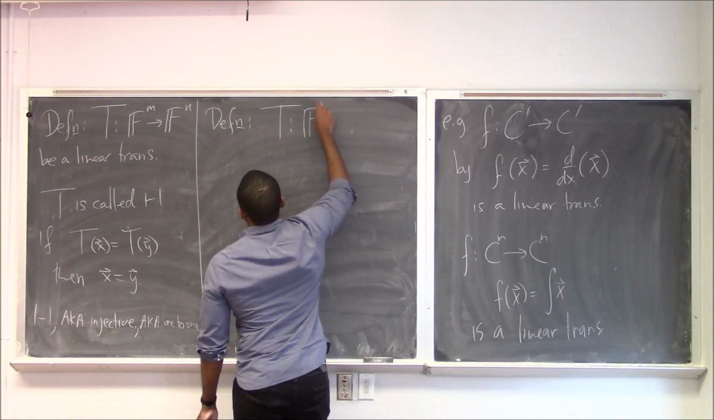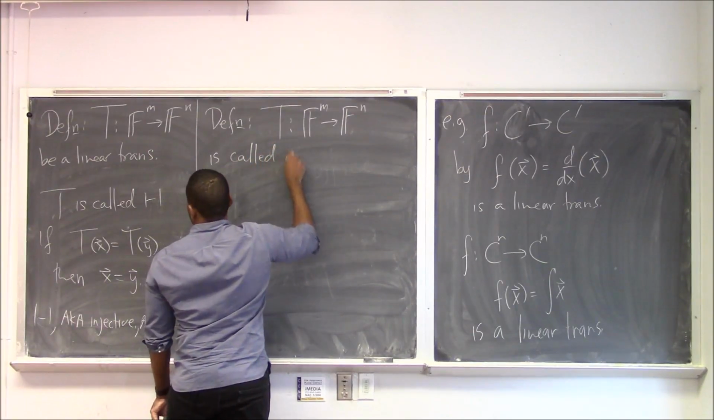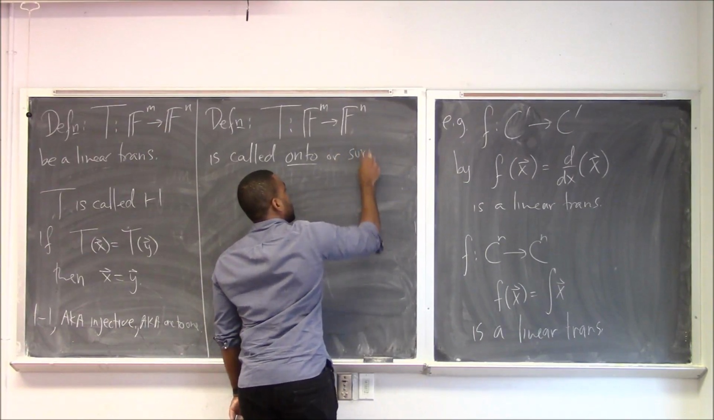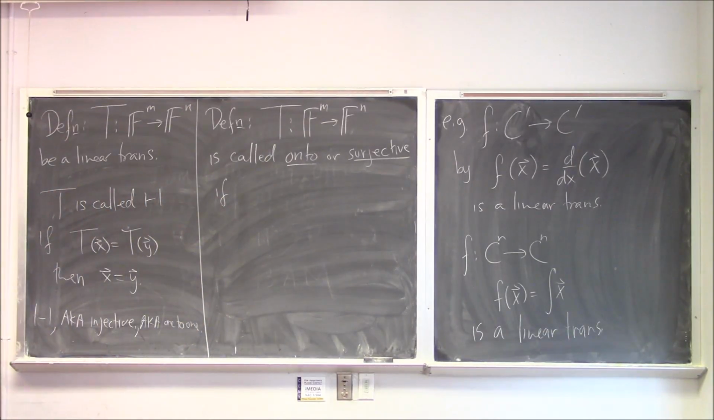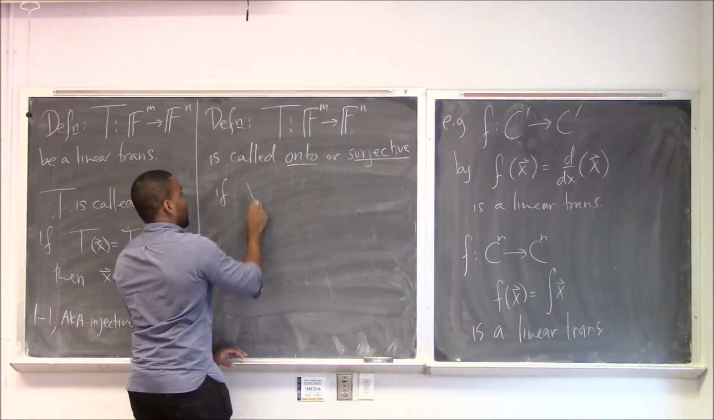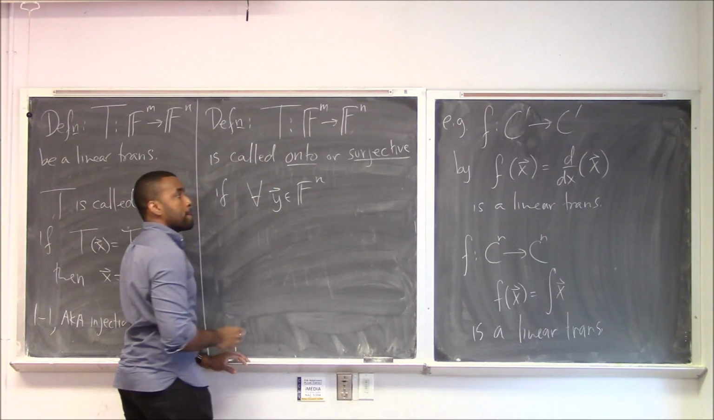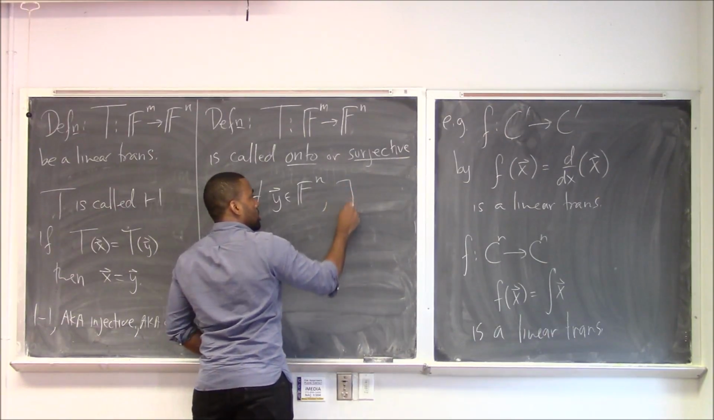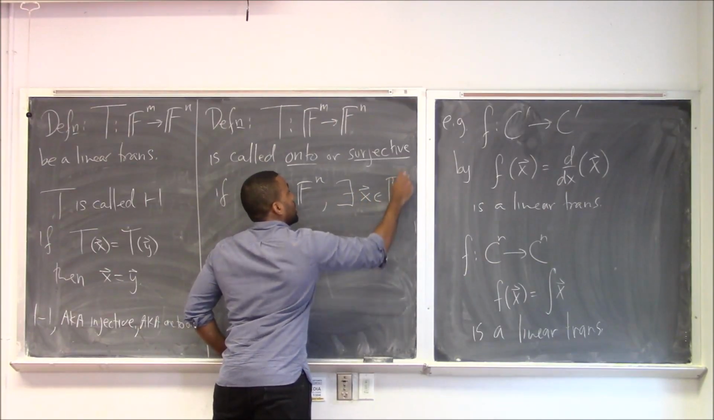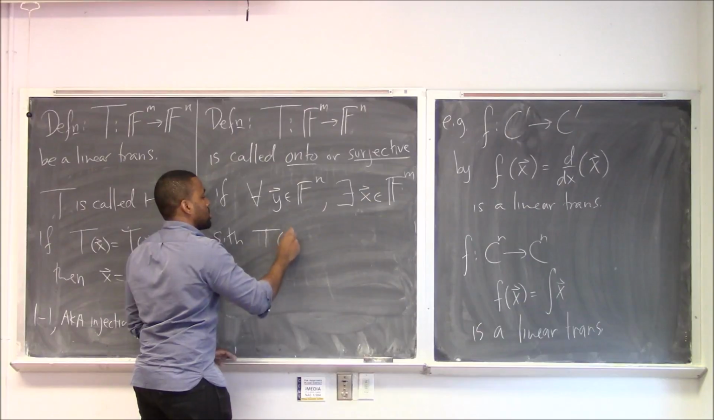Definition: T from Fm to Fn is called onto, or surjective, if every element of the codomain, for all y in the codomain, has an assigned value in the domain. That is, there is an x in the domain such that T of x, the output, is y.